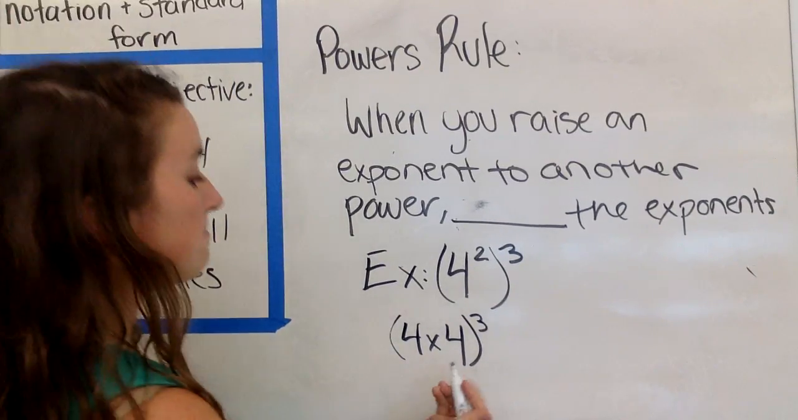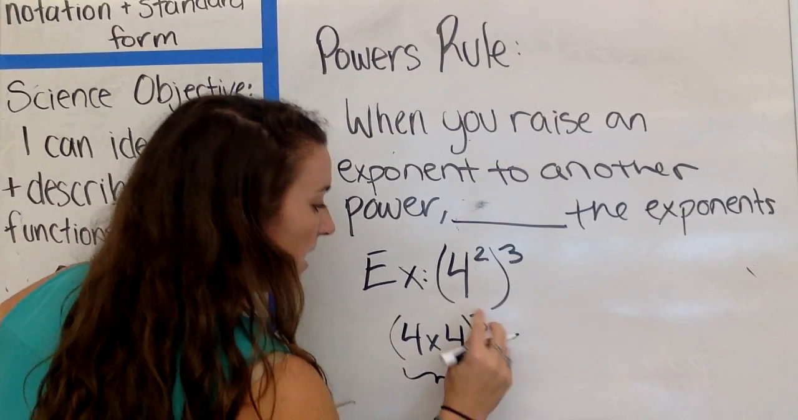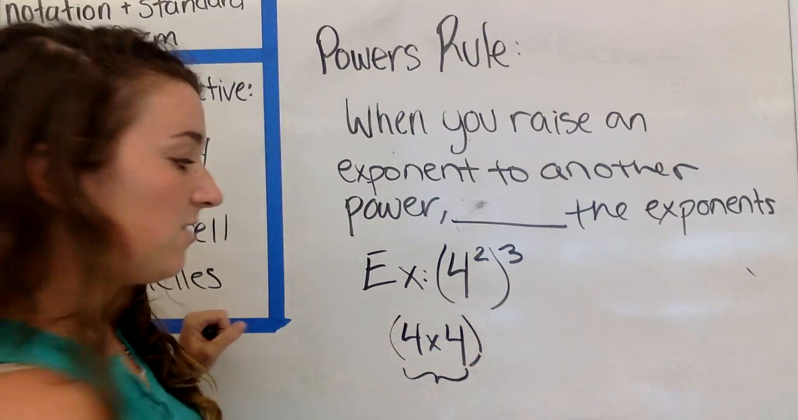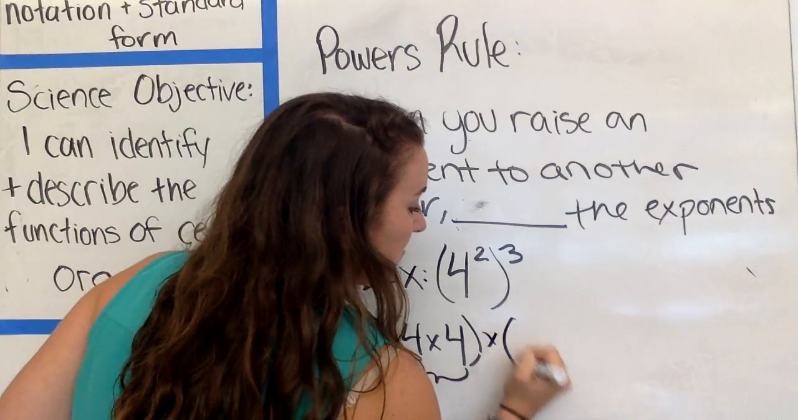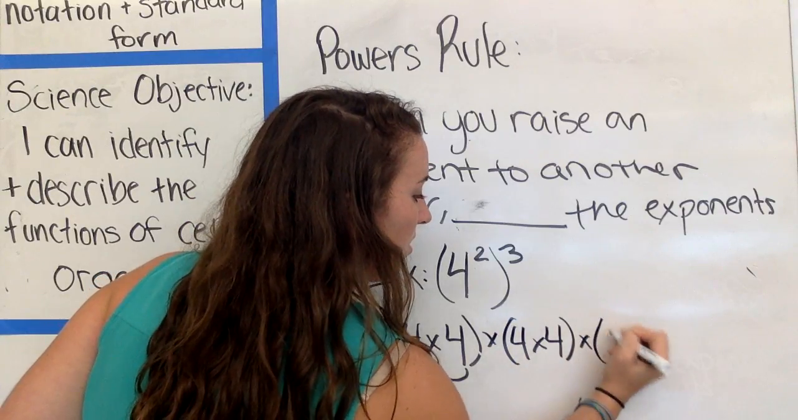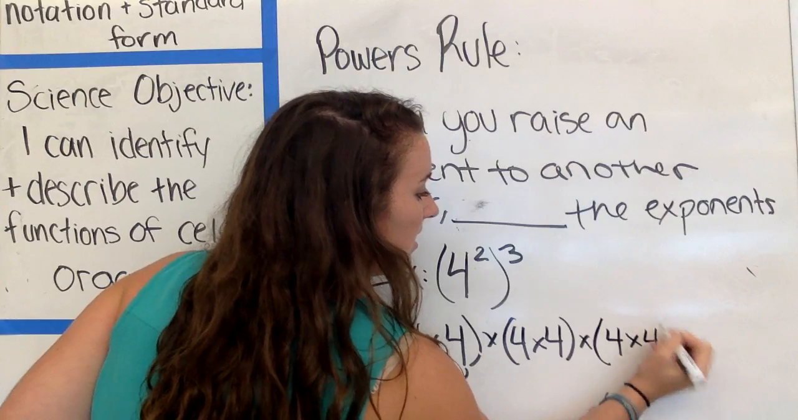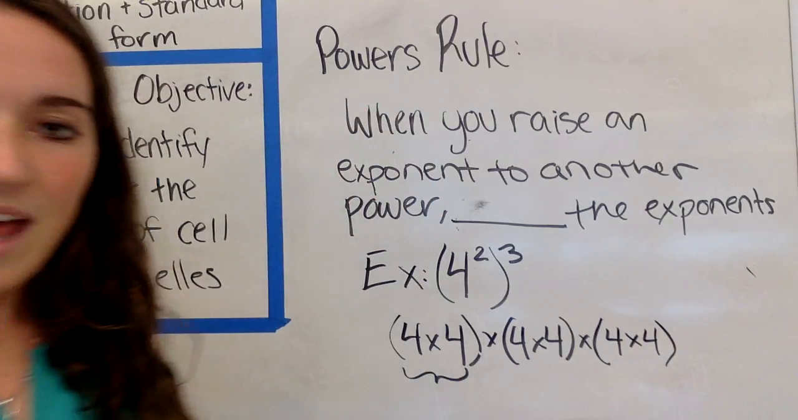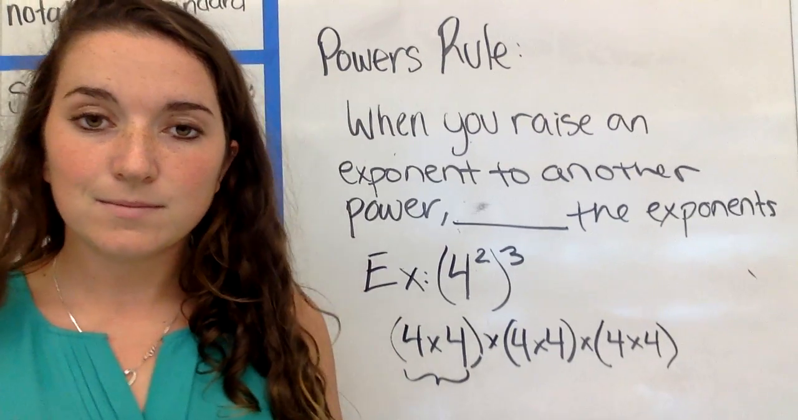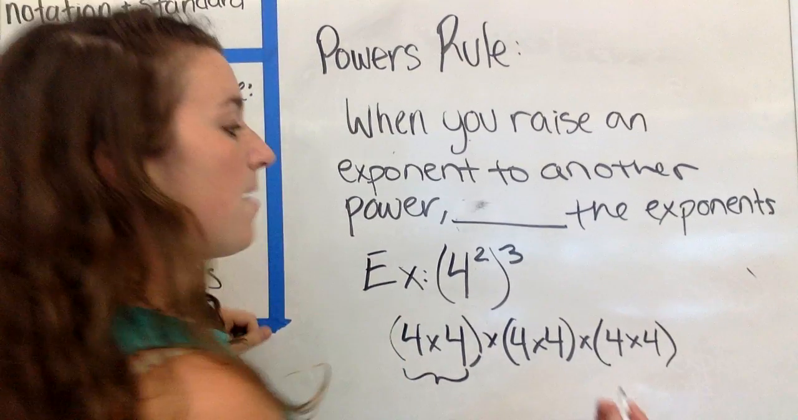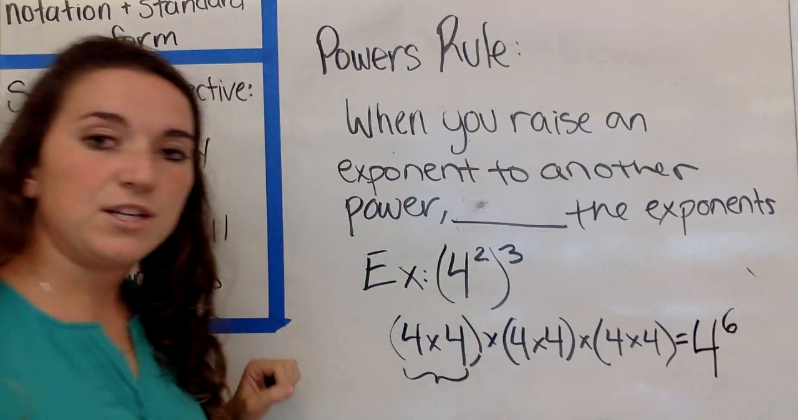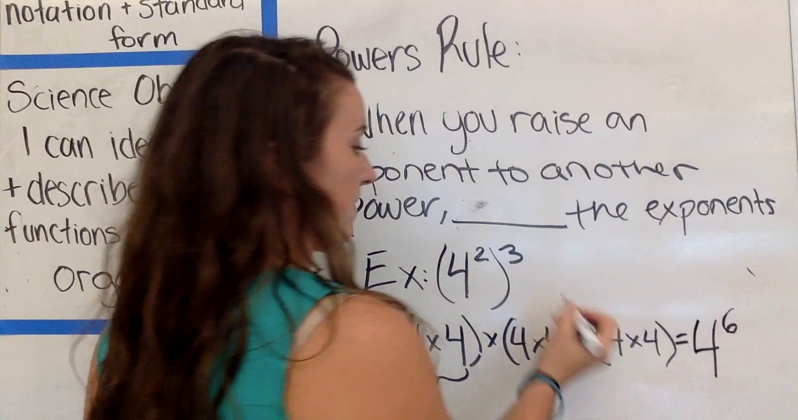So I now need to write this expression how many times if it's cubed? Right, I need to write it 3 times. So 4, expand it out 3 times. So now how many 4s in total do I have? Right, I will have 6 4s, so I have 4 to the 6th power.